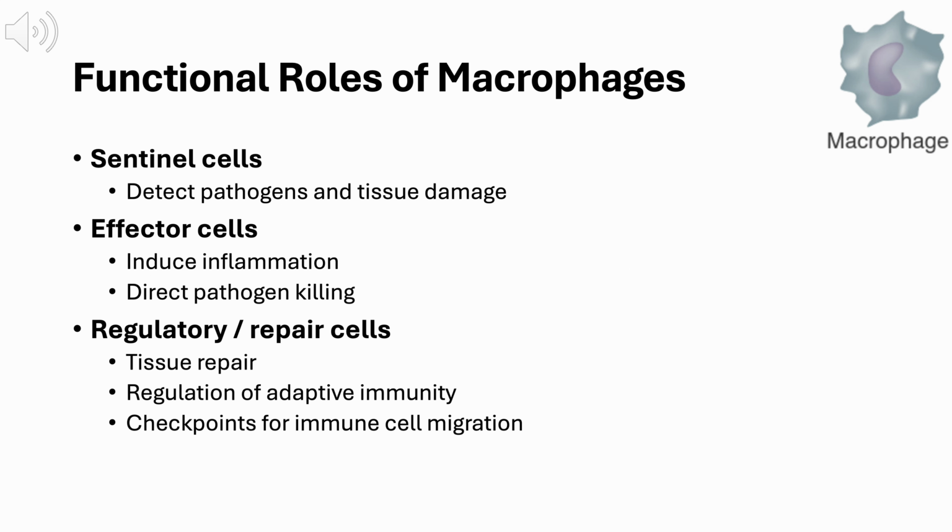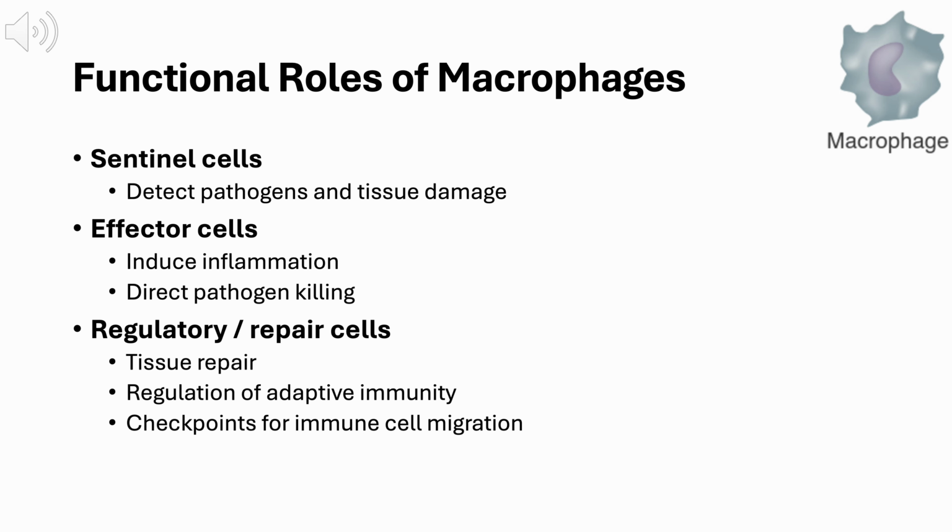Macrophages perform several complementary roles throughout the immune response. First, they act as sentinel cells, continuously surveying tissues for pathogens and signs of cellular damage. Once a threat is detected, they become effector cells by releasing inflammatory mediators, engulfing harmful material, and directly killing pathogens. Their function then shifts as the response evolves.